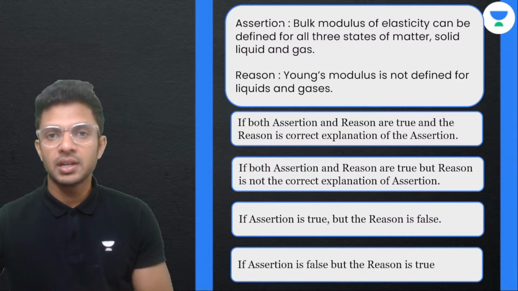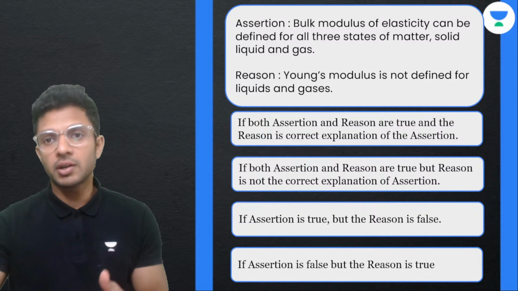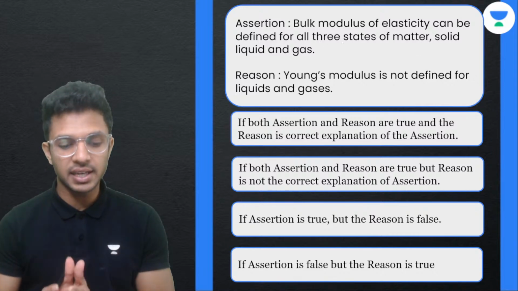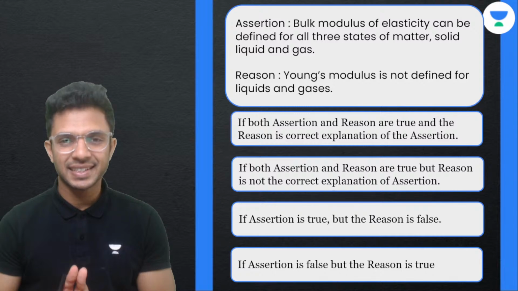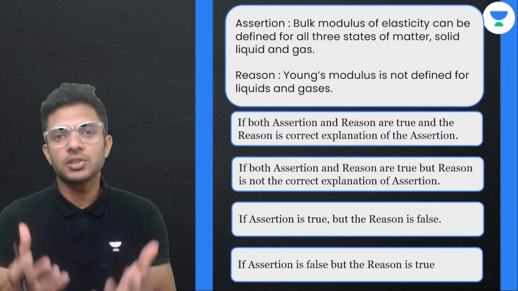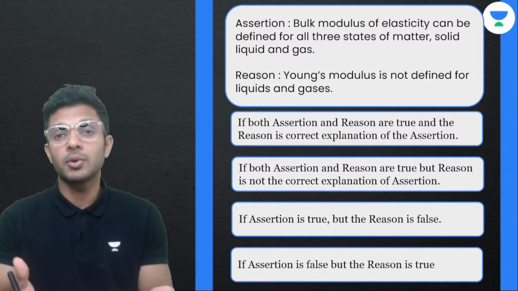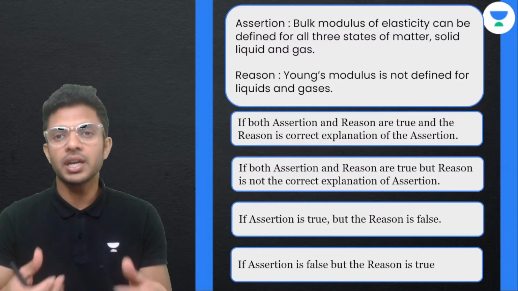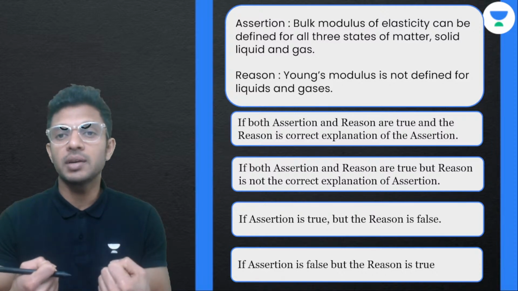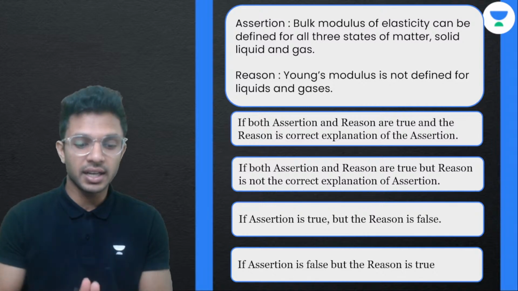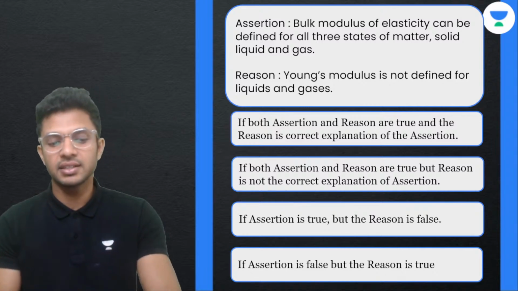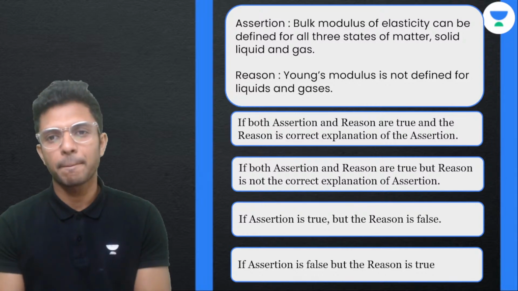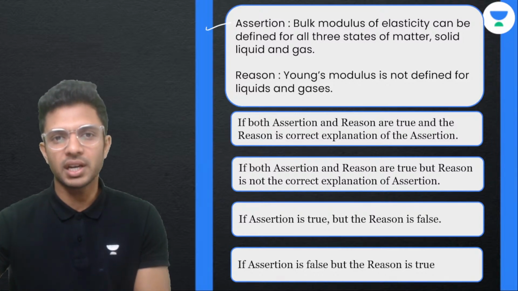देख ले. Assertion says bulk modulus of elasticity can be defined for all the three states of matter: solid, liquids, and gas. Yes, obviously, because for solids, liquids, and gases, bulk modulus का मतलब ये है कि change in volume. So obviously the change in volume is associated with the solids, liquids, and gases, so obviously bulk modulus can be defined for all the three. Okay, so assertion तो correct है.